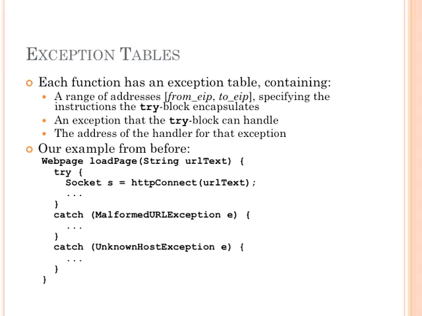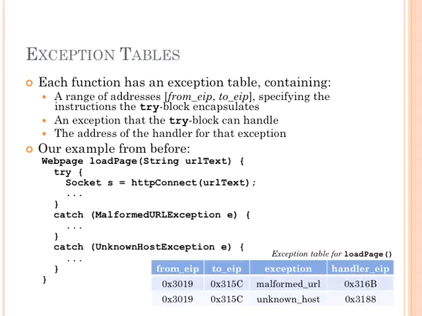Like I said, if you have this code, load page, and you handle a couple of different exceptions, then the compiler might generate an exception table like this. It says, this is where the try block starts, this is where the try block ends, this is the exception I care about, and this is where to jump to. You can see that since these two are both part of the same try block, from EIP and to EIP are the same. The exception is different, and the handler addresses are different. Whatever they might be, those are all made-up values.